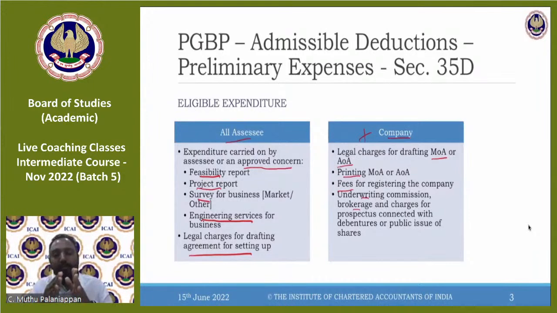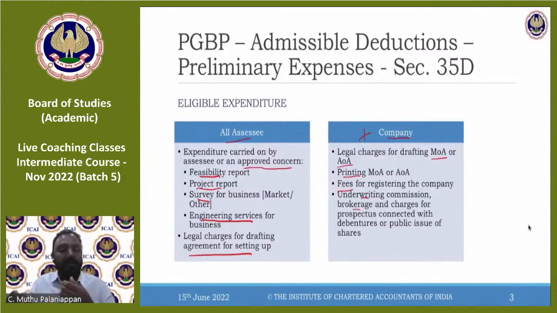So the eligible expenditure has one part, which is for all assessees. Another part is exclusive for a company. What is listed for a company? It's very straightforward. MOA, AOA, and fee for registration. Just sit and imagine how a company is incorporated. You'll have to draft an MOA, AOA, and then you'll have to pay fees for registering the company. So this is what is listed there.